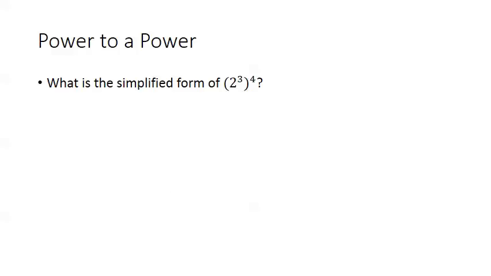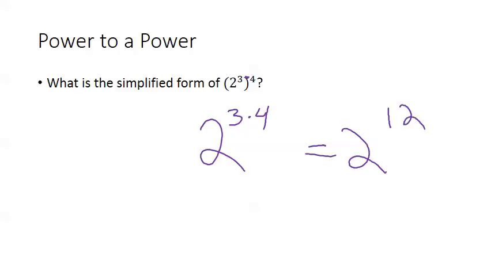Let's see it in action here. What is the simplified form of 2 to the power of 3, all of that to the power of 4? Well, we know that we're going to multiply these. So it's 2 to the power of 3 times 4. What's 3 times 4? 12. So our answer is 2 to the power of 12. And that's it. If you take a power of a power, you multiply the exponents. That is simple.